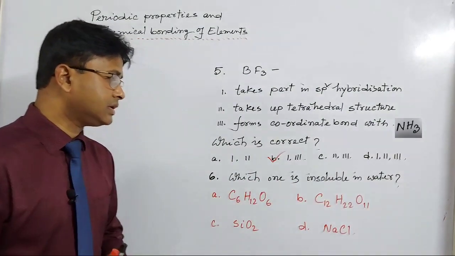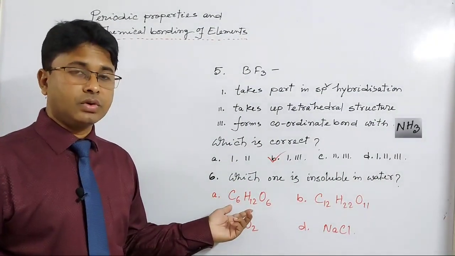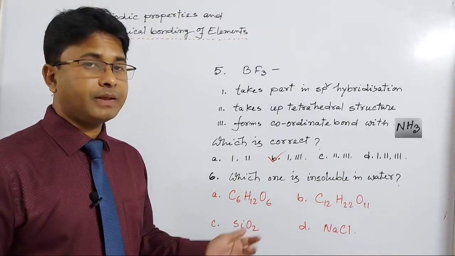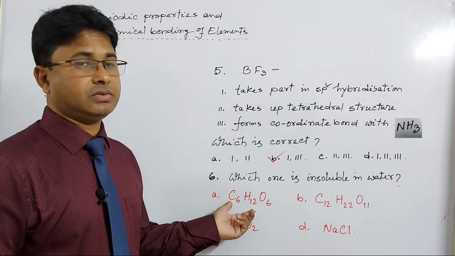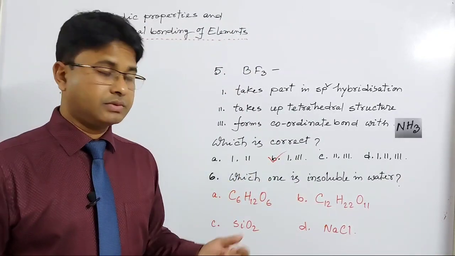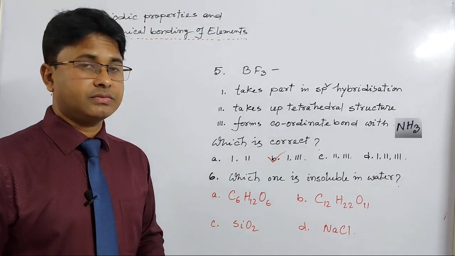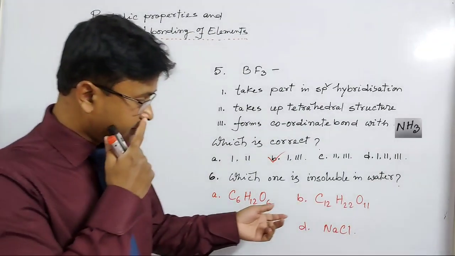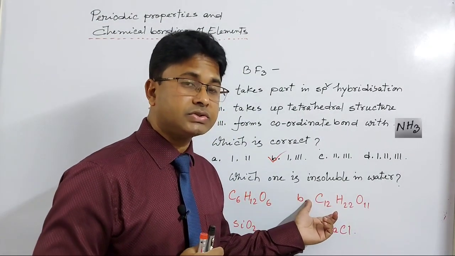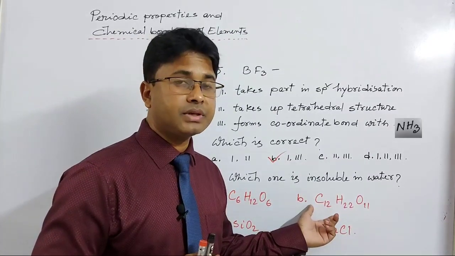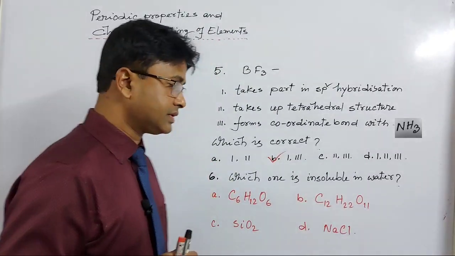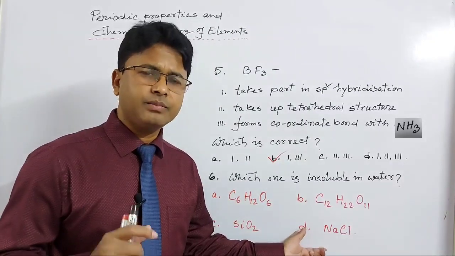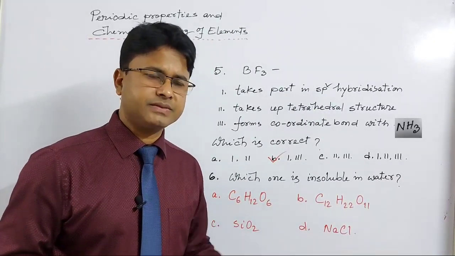Which one is insoluble in water? This is glucose. Due to the presence of oxygen, it is actually polar, as glucose is a little bit polar. It is soluble in water. All of you know that water is also polar solvent, and for the same reason, this is sugar. This sugar is also a little bit polar. That's why it dissolves in water. And sodium chloride. Students, all of you know that sodium chloride is a pure ionic compound. That's why it is soluble in water.